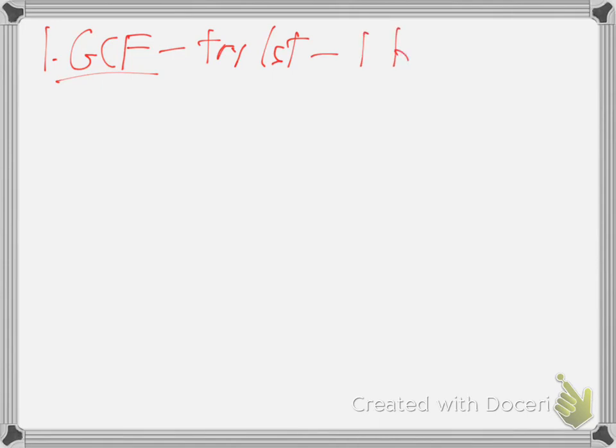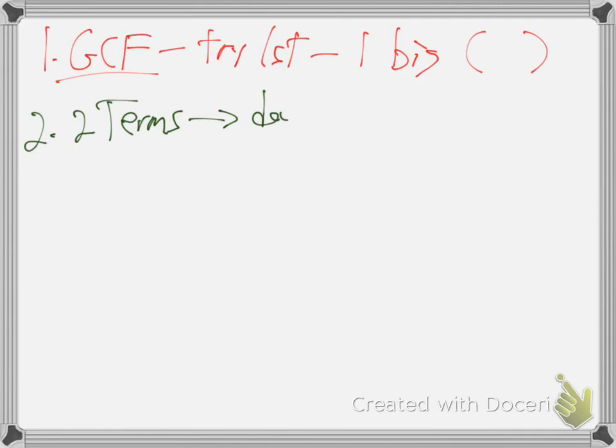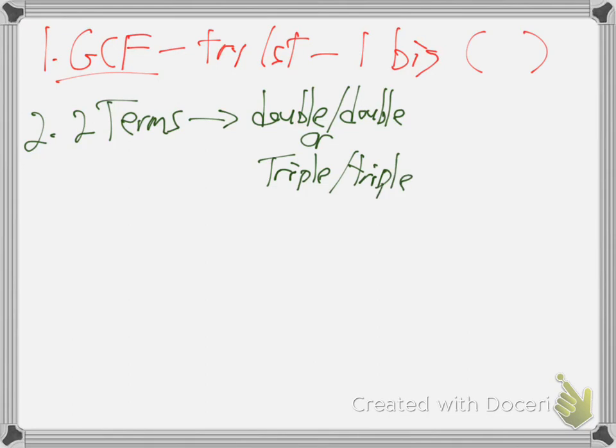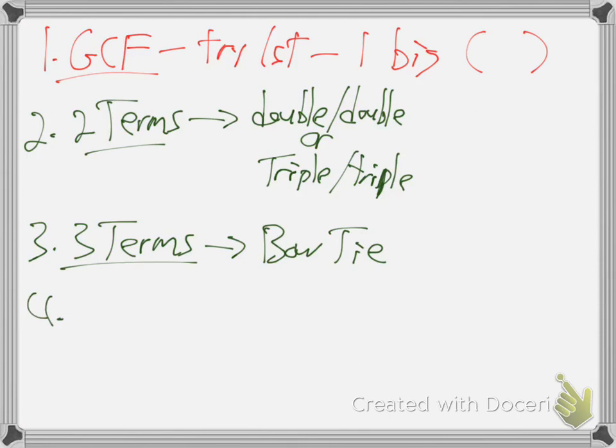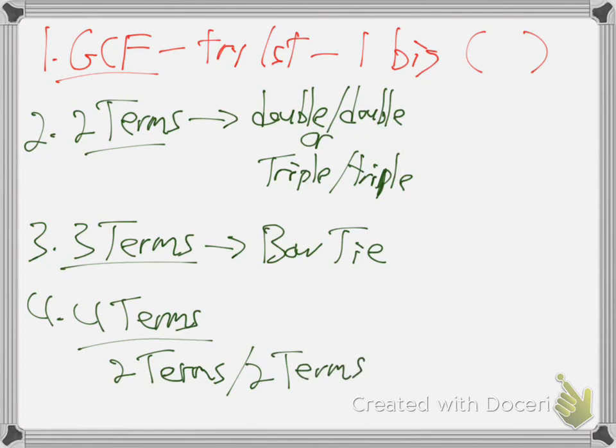If we do GCF, there's one big parenthesis, isn't it? And then after that, it's all about how many terms. If you have two terms, what do we ever do with two terms? Double, double, or triple, triple? And if we have three terms, we do the bow tie method. And if we have four terms, we split it up. Two terms. Like that. So that's the game plan.